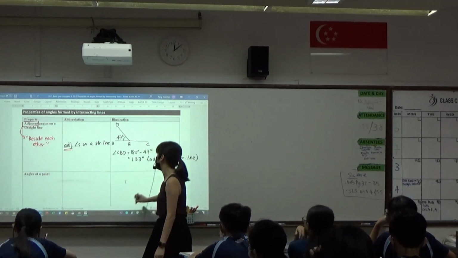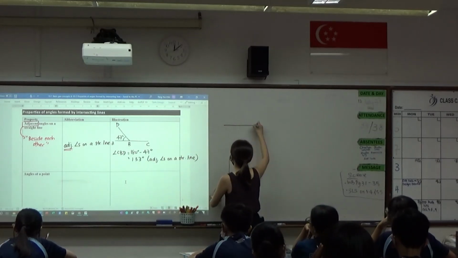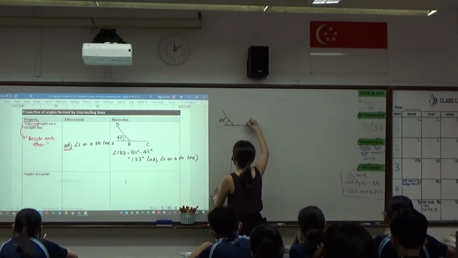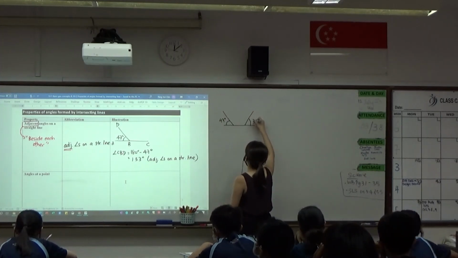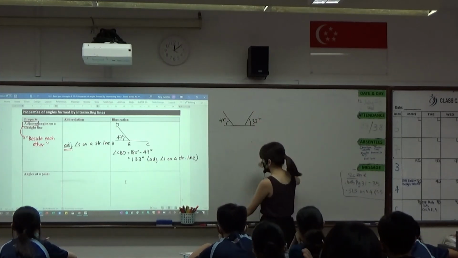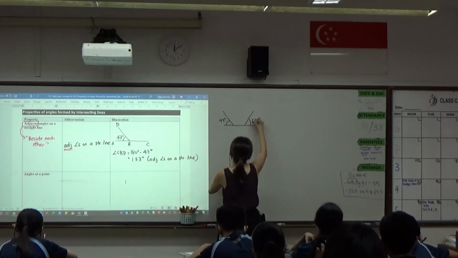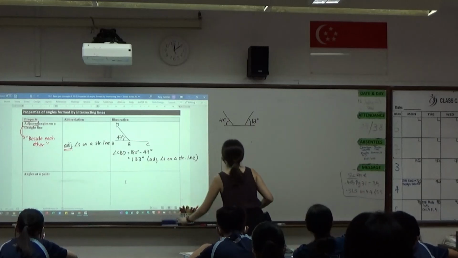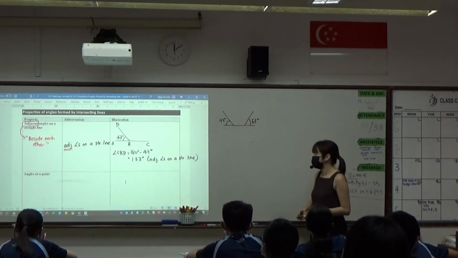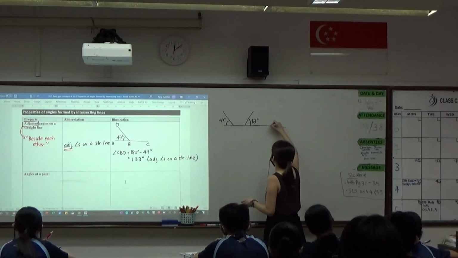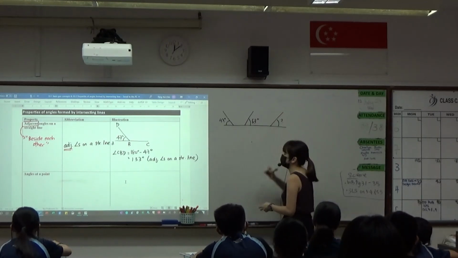Other on a straight line. So for example, I tell you that this is 47 degrees, and I tell you that this is 32 degrees, maybe not, maybe 63 degrees. Okay? And then I ask you to go about finding out what is the size of this.